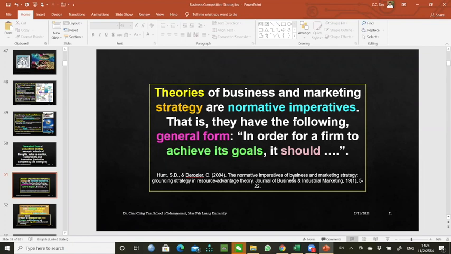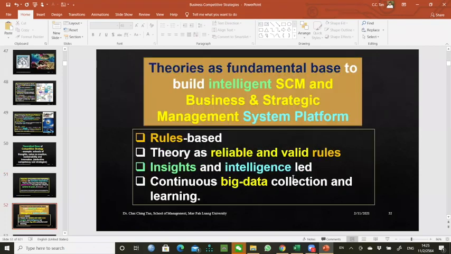That is what I have been trying to demonstrate to you: to be careful on all these issues. So what is theory? It's nothing but rule-based. It's a set of rules, right? Michael Porter has his own set of rules. Core value has his own set of rules. Other theories have their own set of rules. But all these rules have gone through a lot of evidence and applications, so they are reliable and valid rules. And they picked up and learned from the data, so they are very intelligent and very insights-driven.